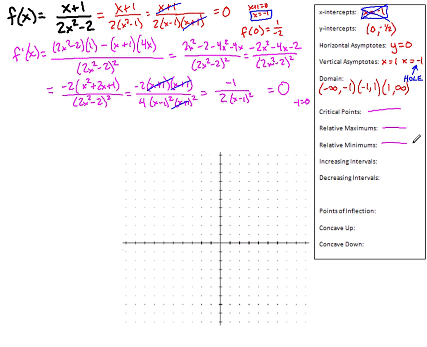I can, however, still have increasing and decreasing intervals. Because remember, on my number line, not only do I plug in the critical numbers, well, there are none, I also plug in any domain issues, any asymptotes. So x equals 1 is the only thing I'm going to plug in.